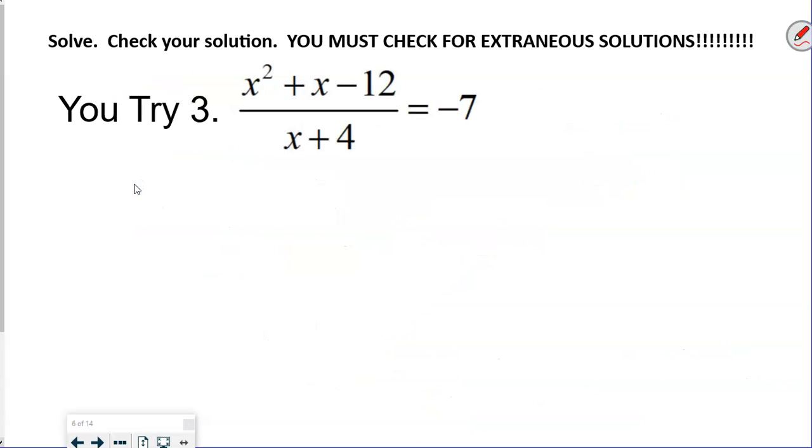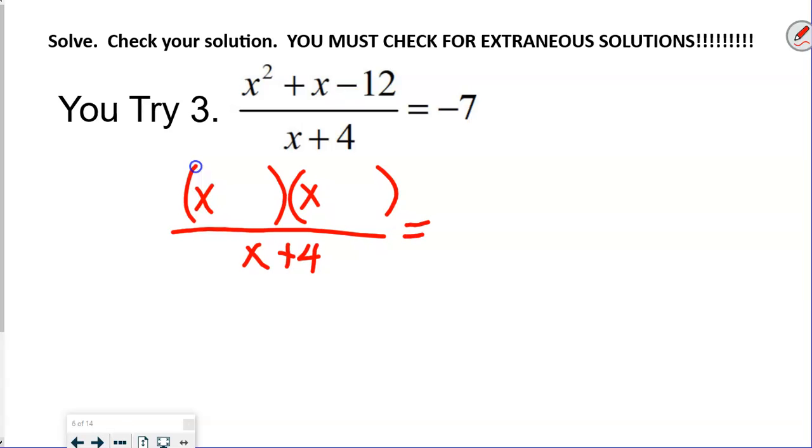So I'd like you guys to go ahead and solve this and then come back to me when you're done and let's check it. So here we go again. We're going to factor the numerator, put it over our denominator. Okay. So what are the factors of negative 12? So we know that one's going to be positive, one's going to be negative, right? That when added together give us a positive 1. So that would be 4 and 3.